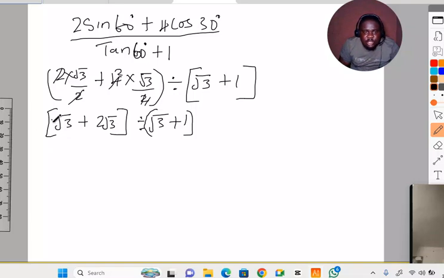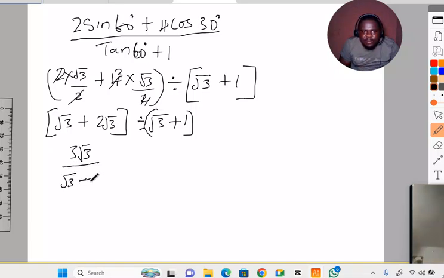They have the same variable, I mean to say. This is just like saying 1 root 3 plus 2 root 3, just like saying x plus 2x. So definitely we are going to have 3 root 3 here. Now, 3 root 3 divided by root 3 plus 1.